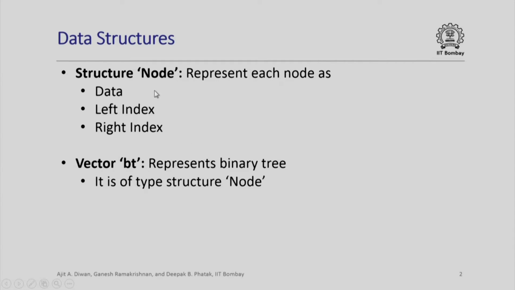First of all, each node will have data, left index and right index, as we have already seen. For representing the binary tree, we are going to use an object of class vector. So, BT for example will be used to represent the binary tree. It is of type structure node.